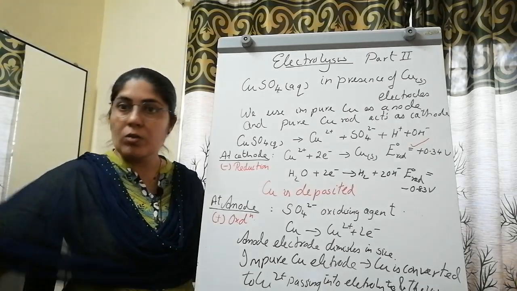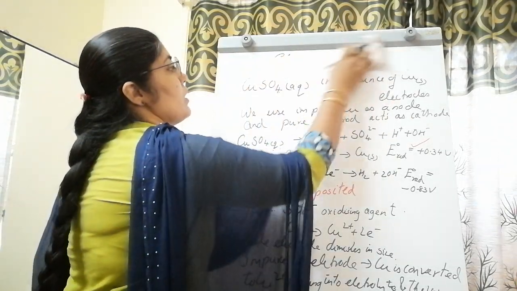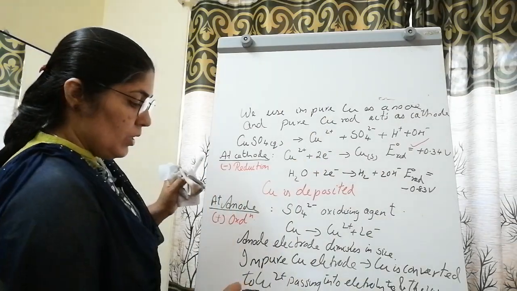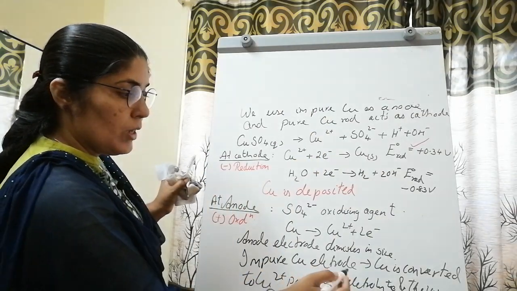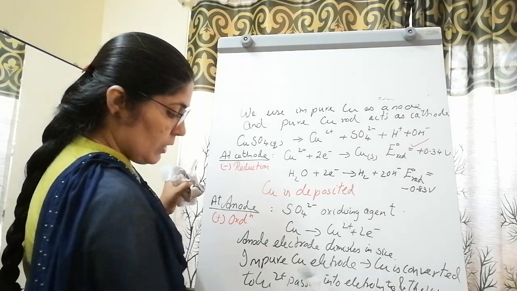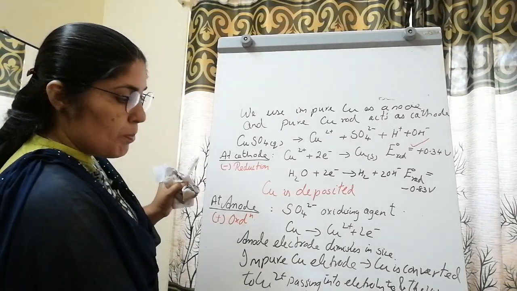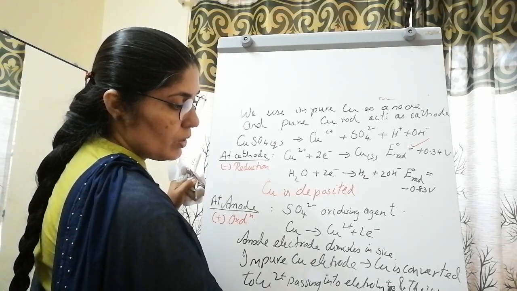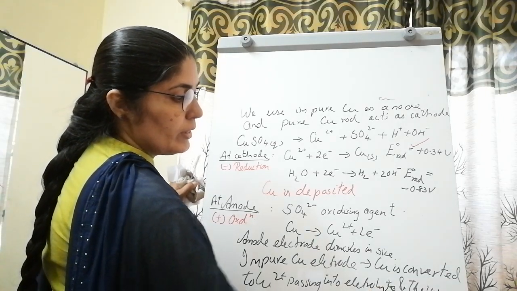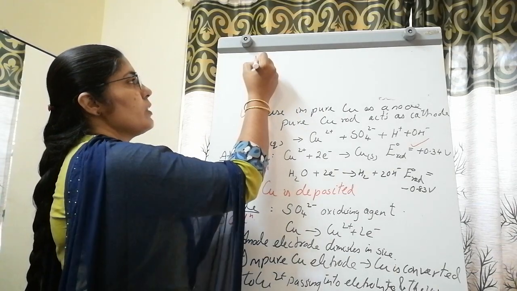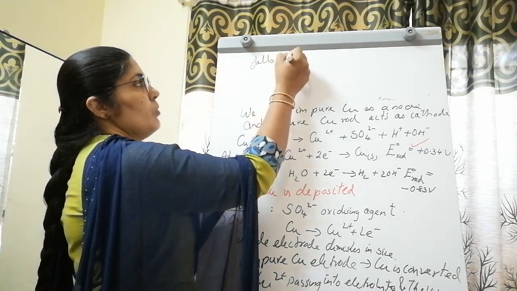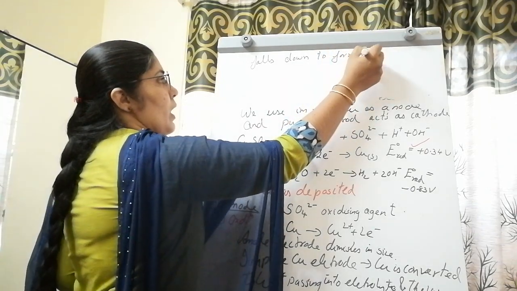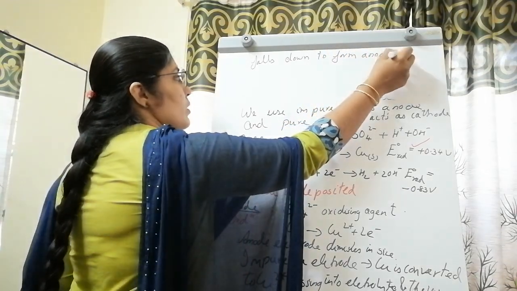I am going to write it here. You can see what is going to happen: at the impure copper electrode, copper is converted to Cu2+, passing into the electrolyte, and the impurity falls down to form anode mud.